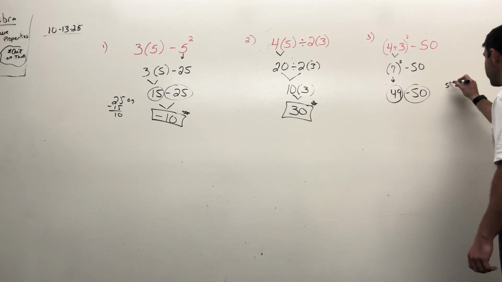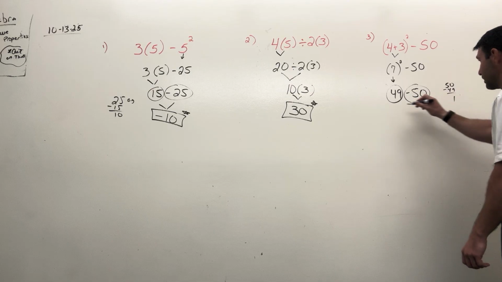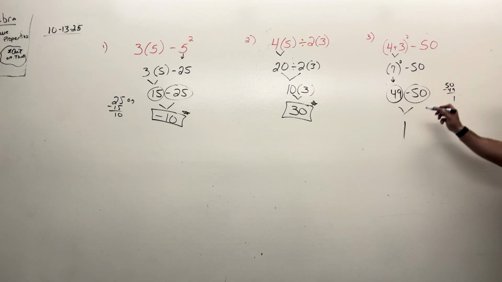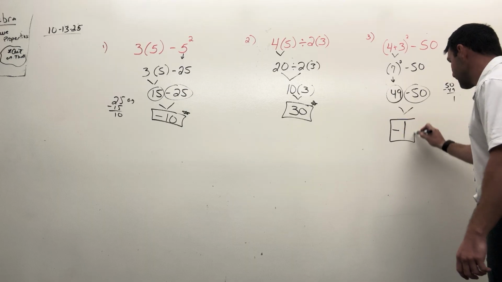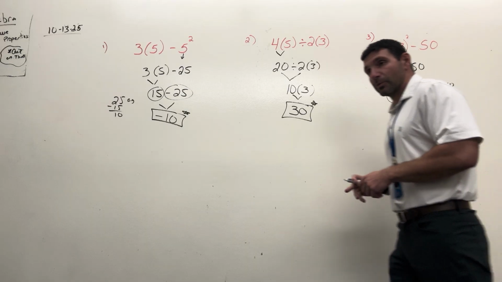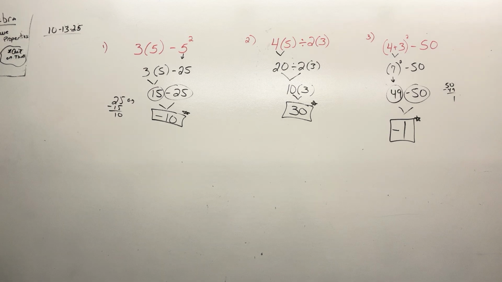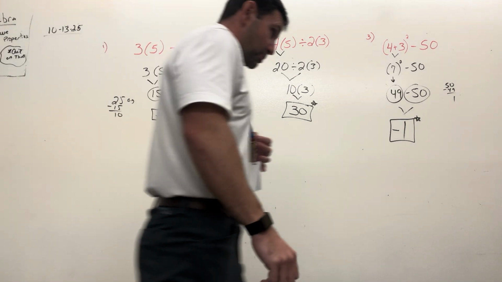Oh, those are different signs. 50 minus 49 is 1. Which one's bigger, 50 or 49? 50. Oh, so it's a negative 1. We will continue to work on problems like this. What questions do you have?